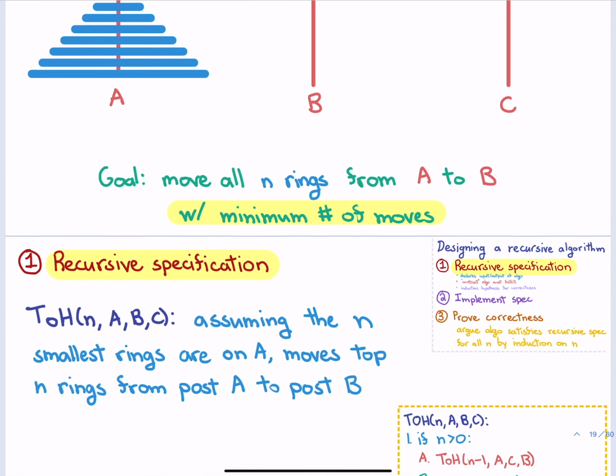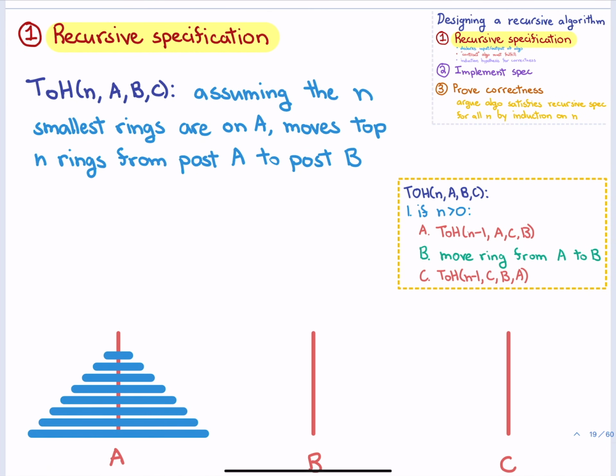So here's our recursive spec from before, right? This is our original inductive hypothesis. This is not strong enough to prove that it's optimal. It just argues that it works. So if I wanted to strengthen my argument, I might amend this and do what?